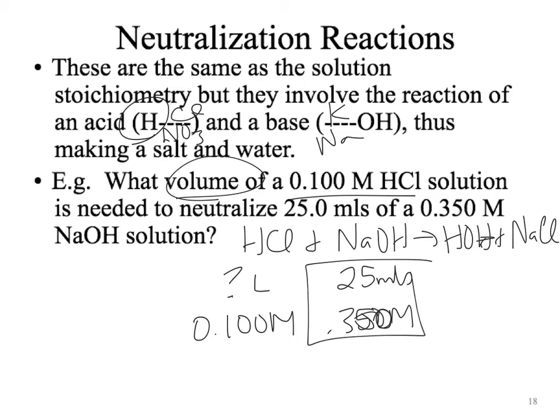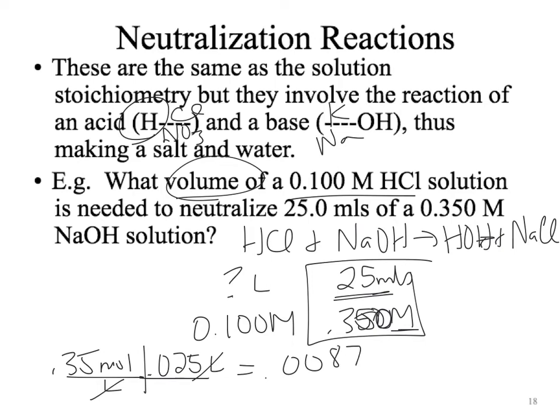And again, if you do that, change this big M to moles per liter, you're going to get 0.35 moles per liter times, make sure you change that to liters, 0.025 liters. Liters will cancel, and you will get moles. And moles here would be 0.00875 moles of NaOH.